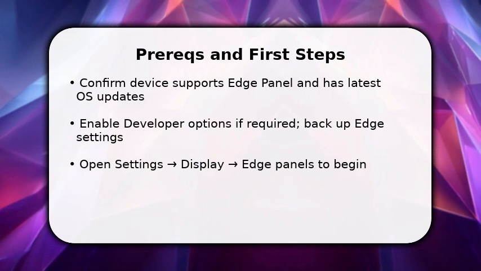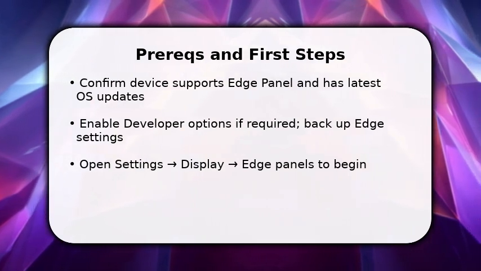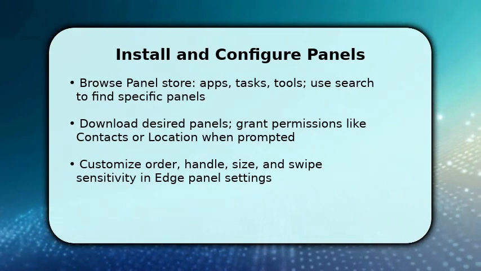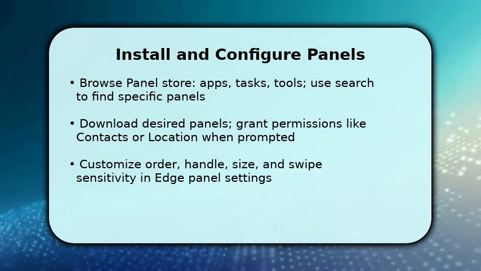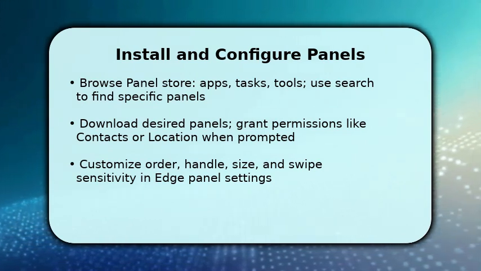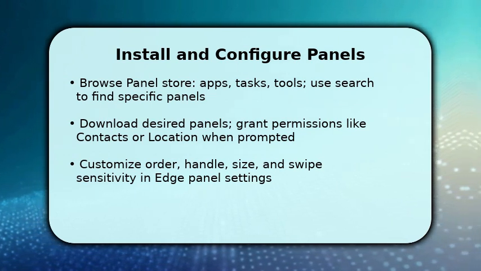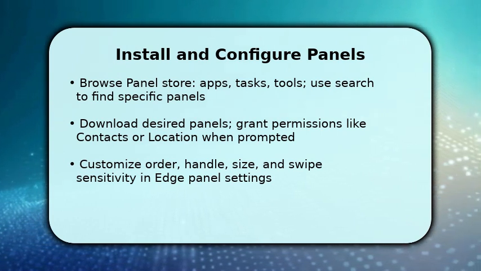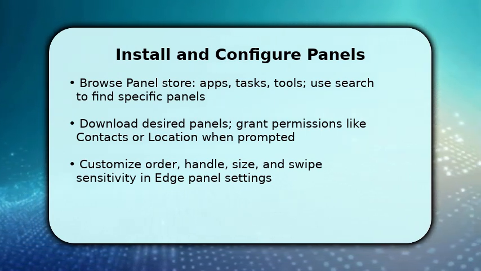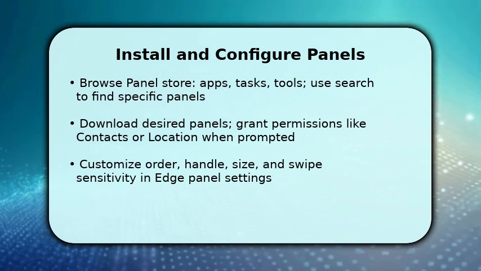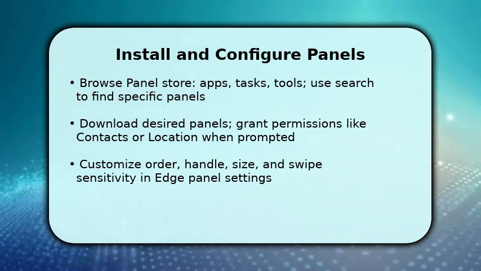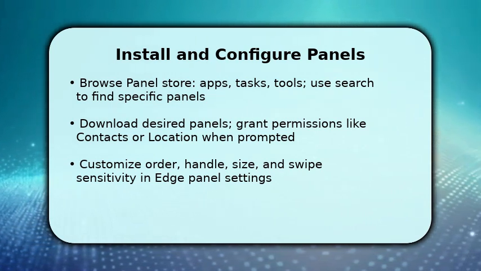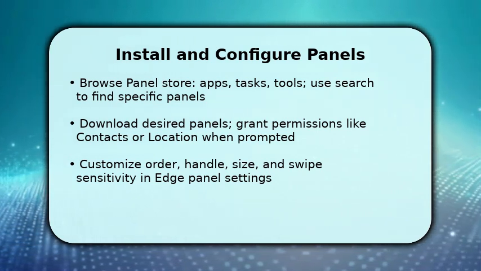You now browse the Edge Panel store and pick the panels you need, apps, tasks, tools, or custom shortcuts, because choosing focused panels reduces clutter. Once you download a panel, grant only the permissions it requires. This ensures functionality without oversharing data. Then return to Edge Panel settings to reorder panels, adjust the handle position and size, and tweak swipe sensitivity so activation is reliable. If you create custom panels, map shortcuts precisely to avoid duplicate or missing actions.